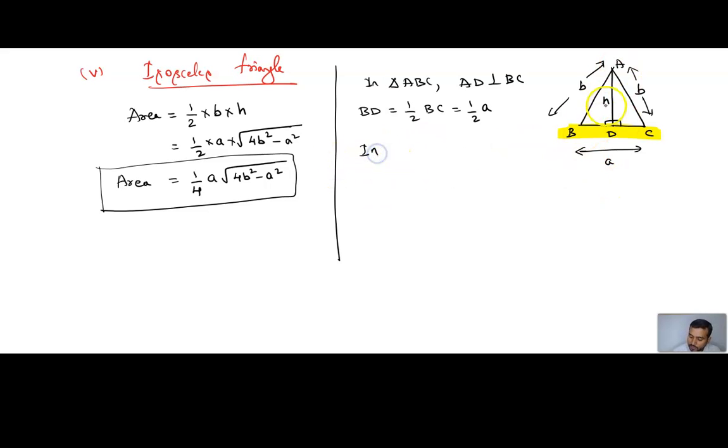Shall we take the first side triangle? I am going to take this side triangle, children. If you want, you can take the left side triangle or the right side triangle. It's up to you. So, in right angle triangle ABD, we know that AB will be the hypotenuse, and AB square is equal to AD square plus BD square.